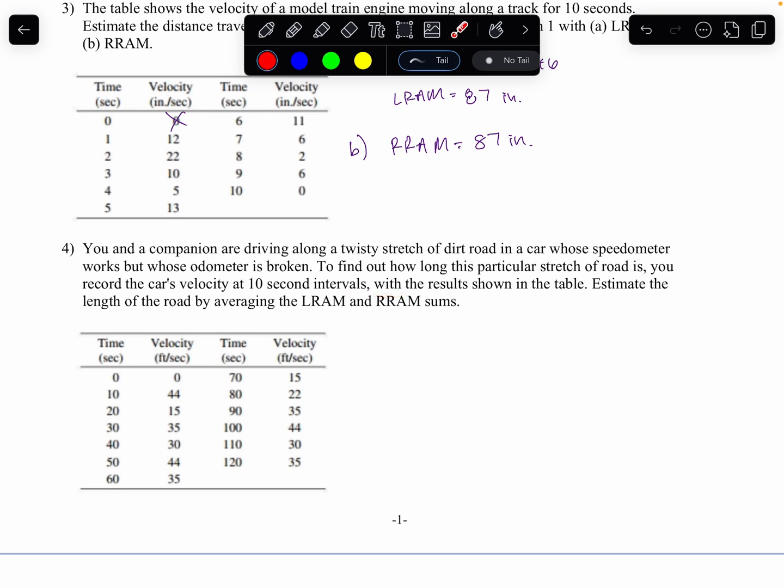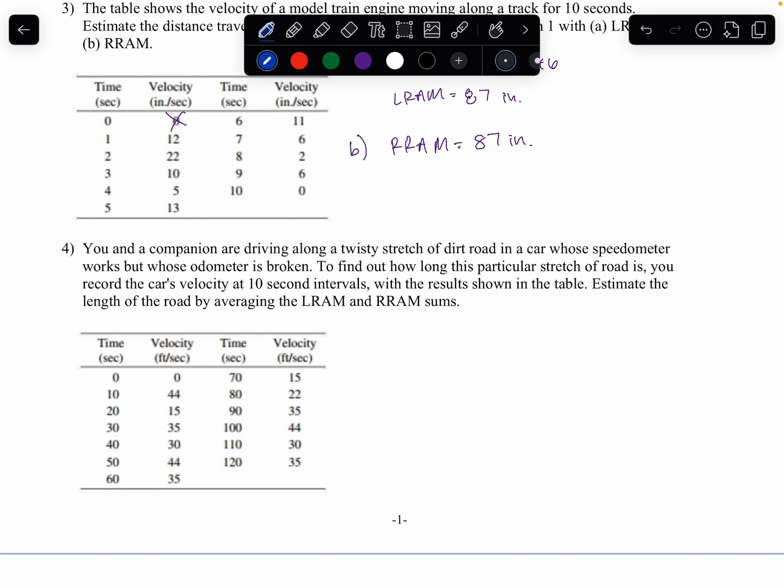With the results shown in the table, estimate the length of the road by averaging the LRAM and the RRAM sum. That doesn't look like how you spell averaging. Okay. Maybe. All right. So LRAM and RRAM. We're going to average the sums there and see how long this road is.